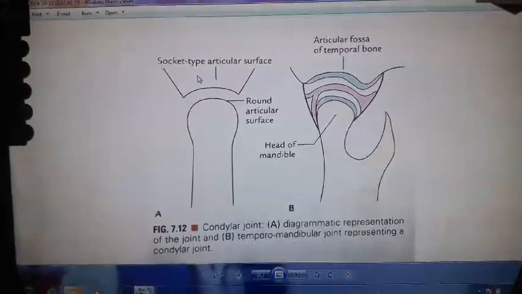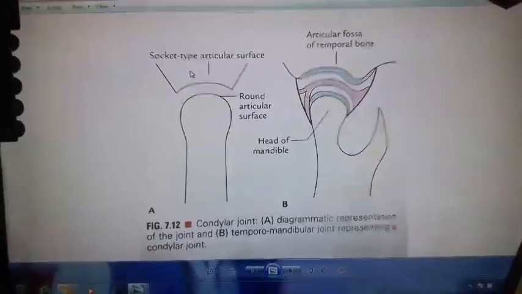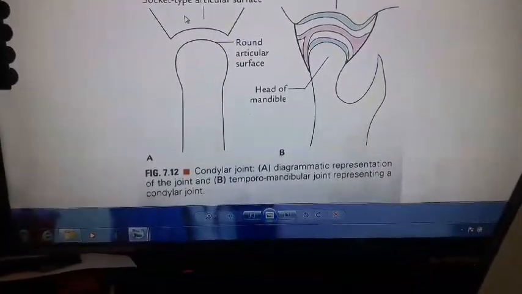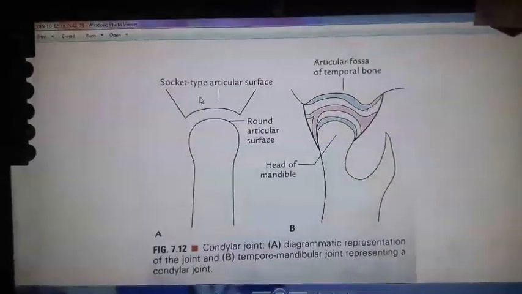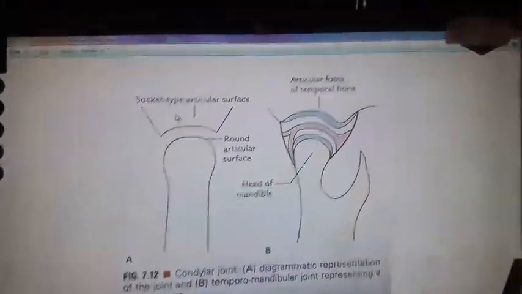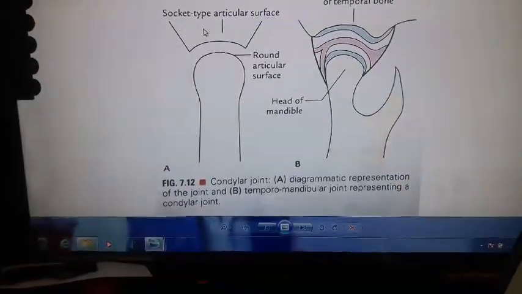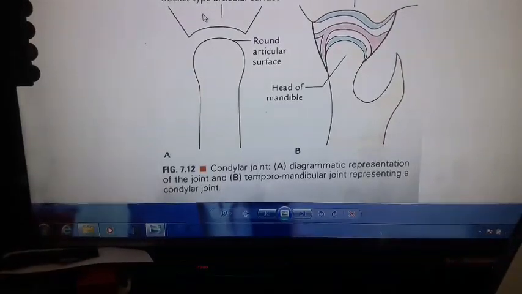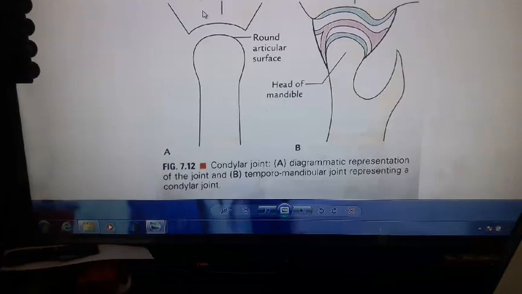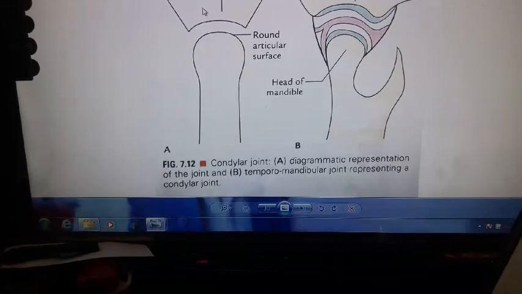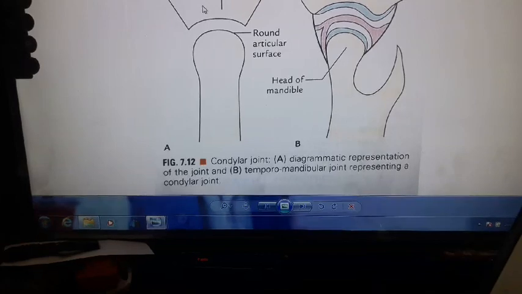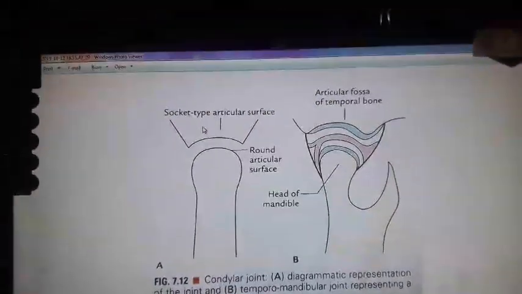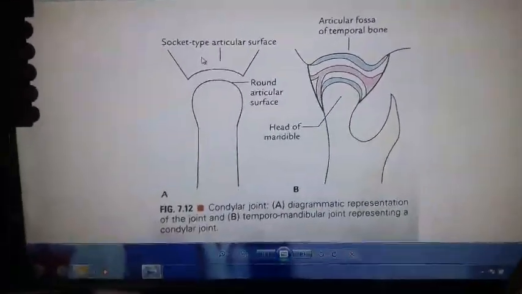This temporomandibular joint is present in between the temporal bone and mandible bone. Between the temporal bone and mandible bone, there is a joint called the temporomandibular joint. Two axes pass here. Number one is the transverse axis and number two is the antero-posterior axis.